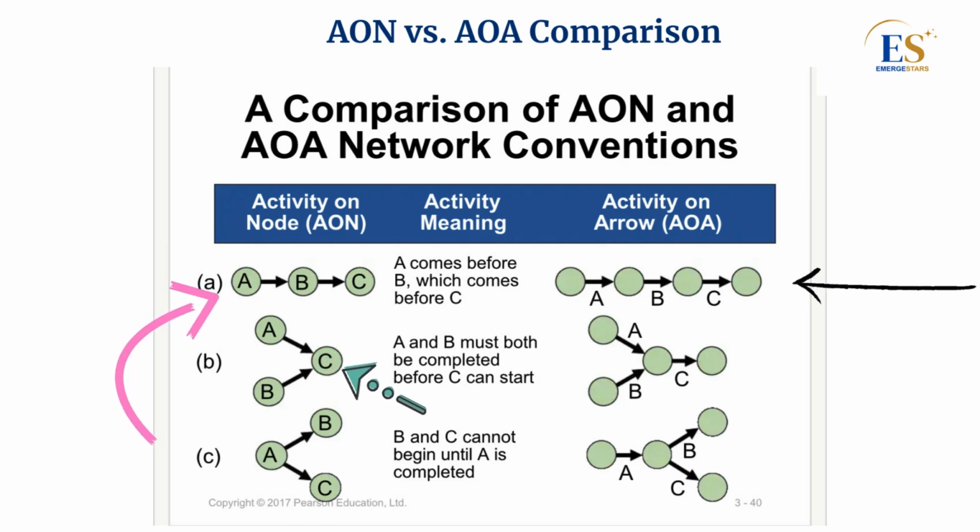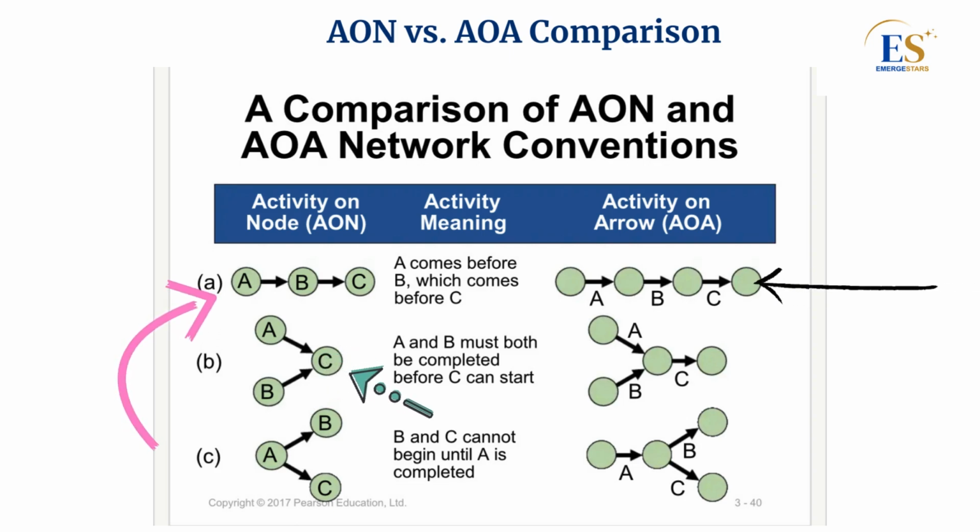Now, suppose activities A and B must both be completed before activity C can begin. In the AON diagram, both A and B connect into node C. In the AOA diagram, arrows for A and B converge at a common node before activity C starts. This shows that C has 2 predecessors, meaning it cannot start until both A and B are finished.